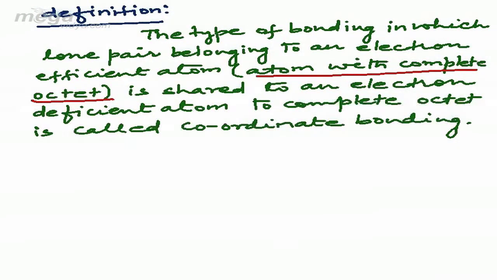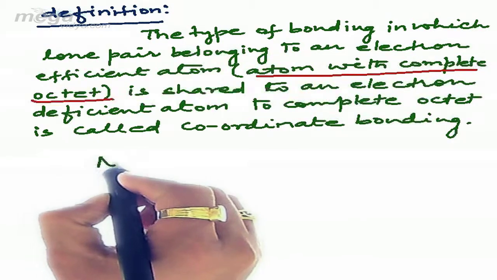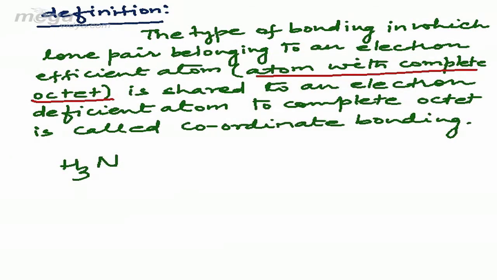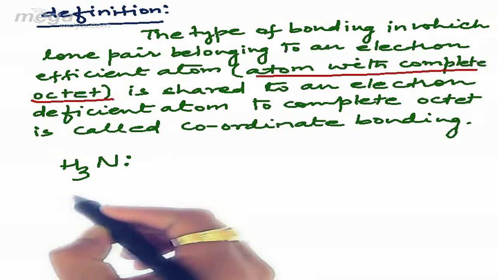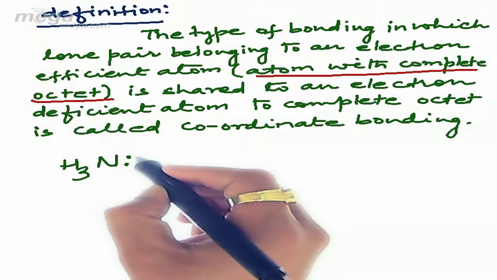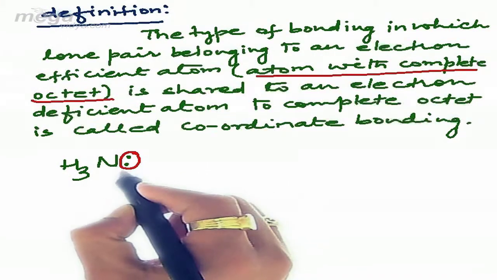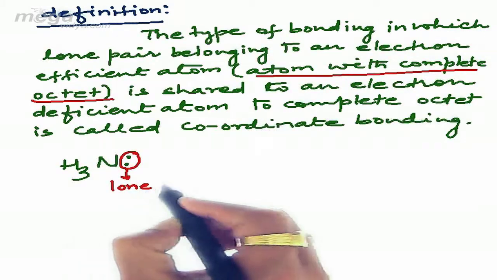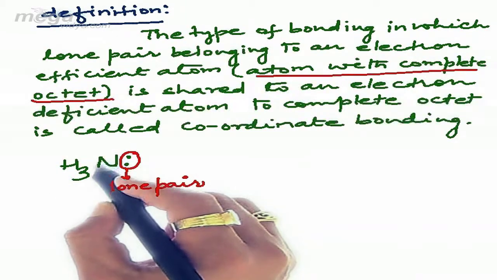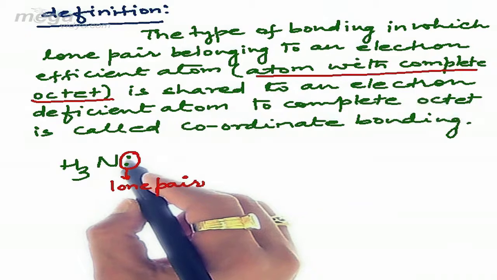Let's take another example. We have taken NH3. Again, nitrogen will have a pair of electrons in its valence shell which will be unbonded, unshared, and this pair of electrons will be referred to as a lone pair. Here in NH3, the octet of nitrogen is complete, so it's an electron efficient atom.